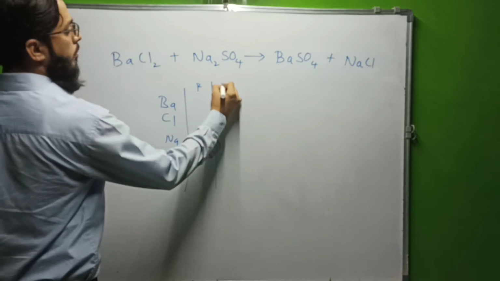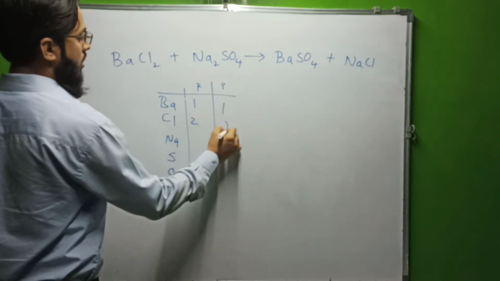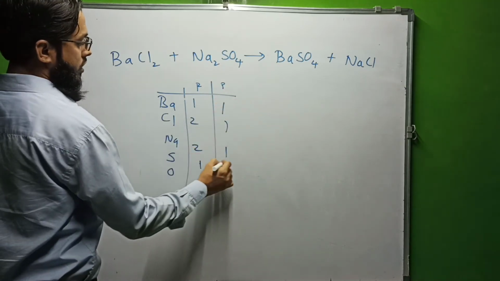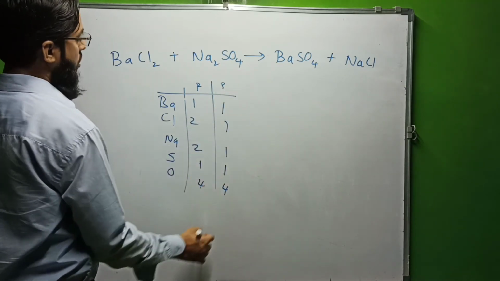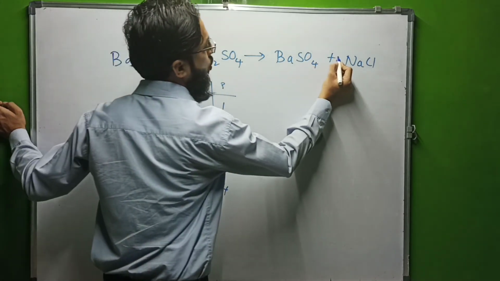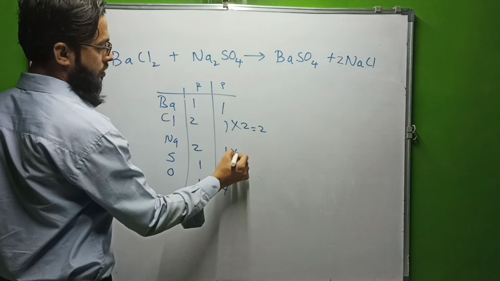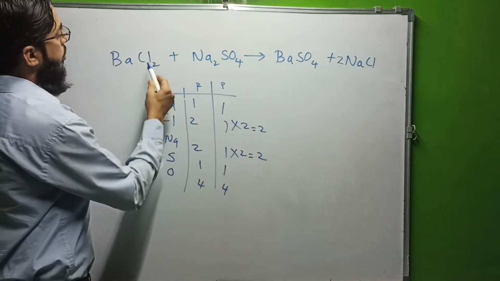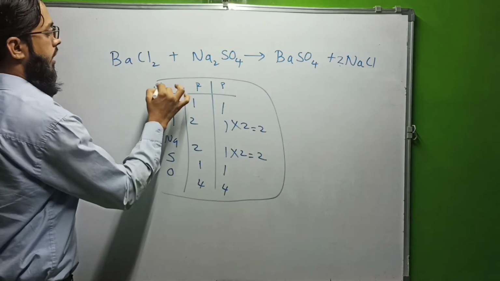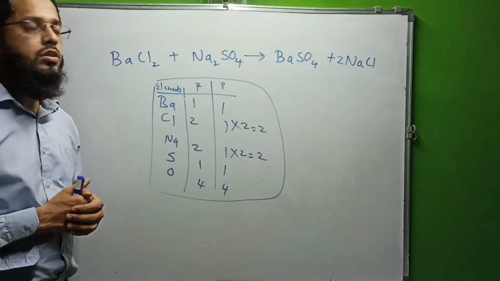Reactant side, product side: 1 Ba, 1 Ba, 2 Cl, 1 Cl, 2 Na, 1 Na, 1 S, 1 S, O4, O4. If Cl is 2, just keep 2 over here. It becomes 2, and at the same time Na becomes 2. Now your 2 chlorine, everything is balanced. So in this way we can balance chemical equations, and there are a lot more.